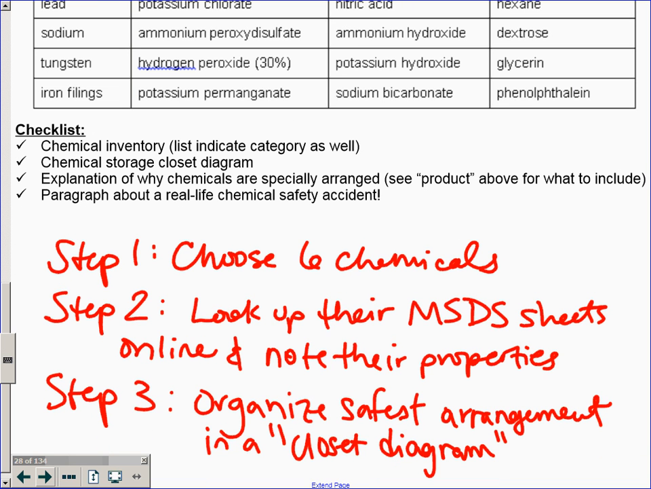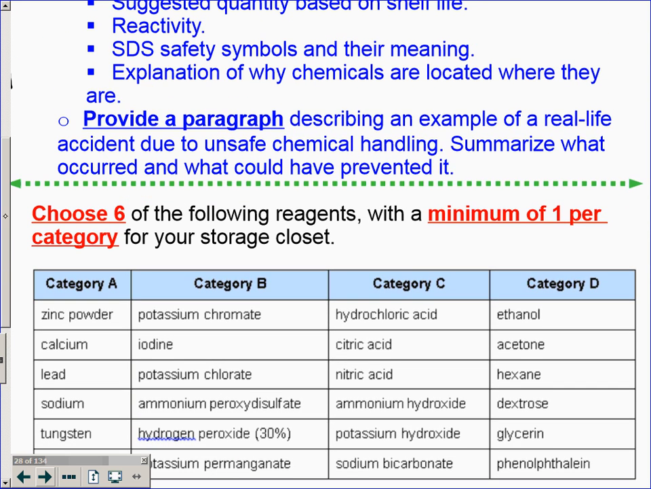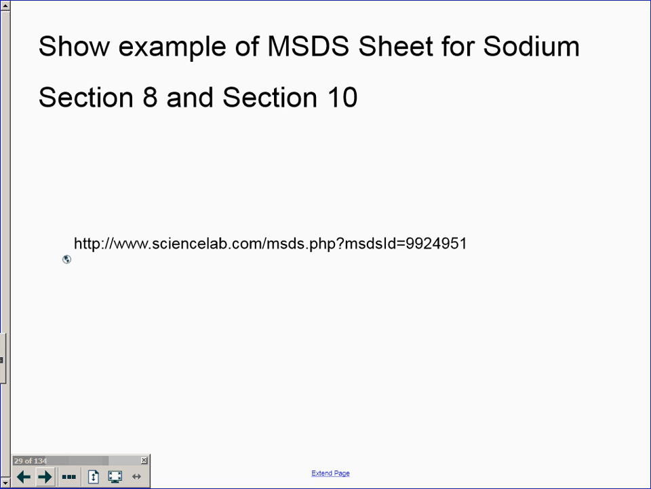After you make your list, you're going to try to design a closet diagram based on properties of these chemicals that you find. Well, you're supposed to be asking now, where the heck am I going to find these properties? Basically, every single chemical has something called an MSDS sheet, Material Data Safety Sheet, and you can look them up online.